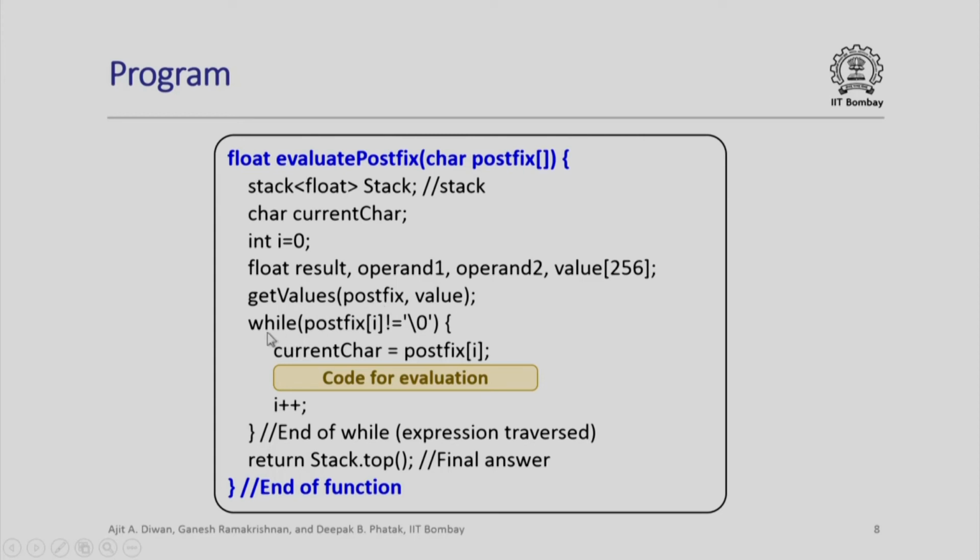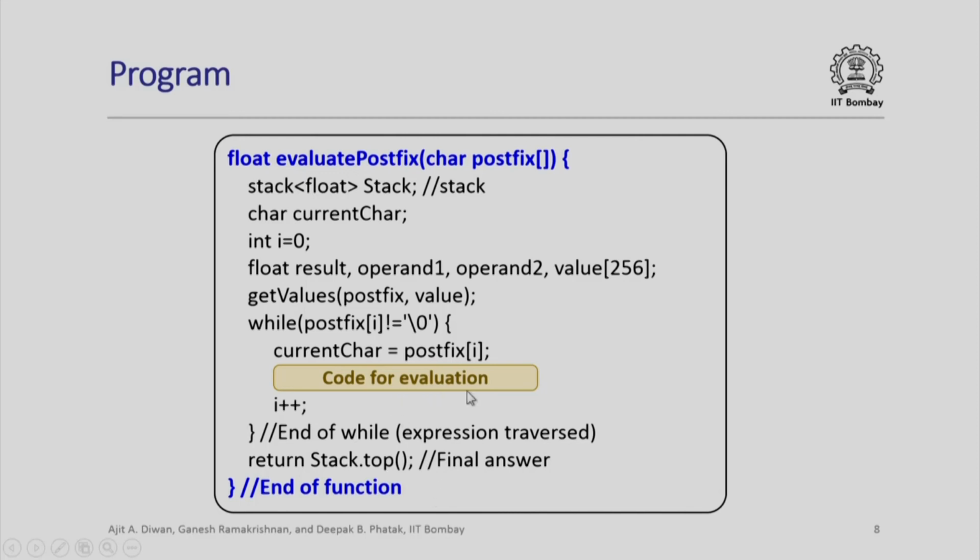Now we will examine each and every character of the postfix string, assign the postfix i-th character to current char, and based on the current char we have to evaluate. Now there is a code for evaluation which will have to be written here. Once that code is executed, I will go to the next character. So every character in the postfix expression I will handle. We will see the code for evaluation in a moment on the next slide. When this entire while loop ends, we would have completed all our evaluation and we know that the final result will be the top of the stack. We return the stack dot top, which is the final answer. This is the end of the function.